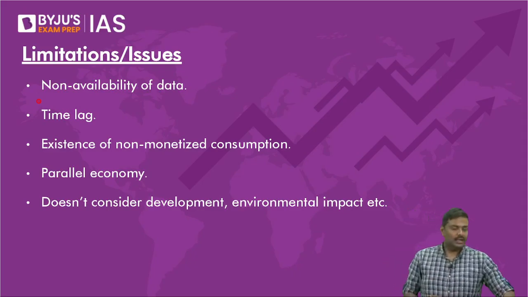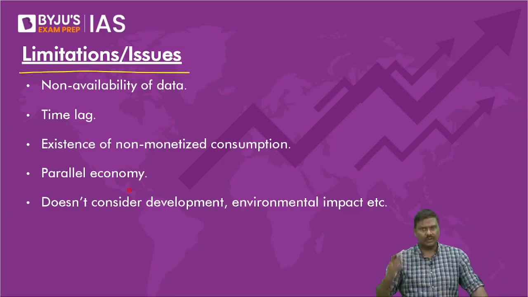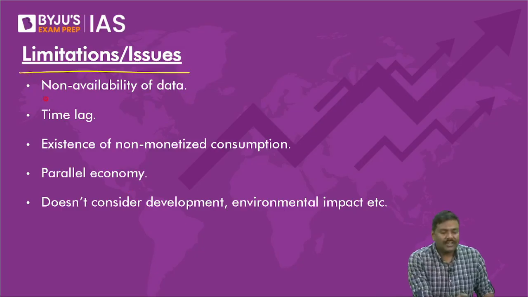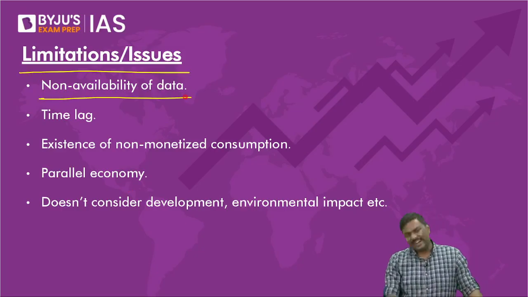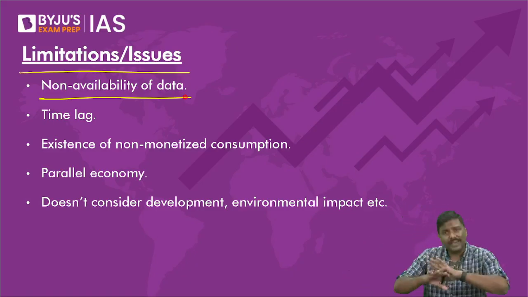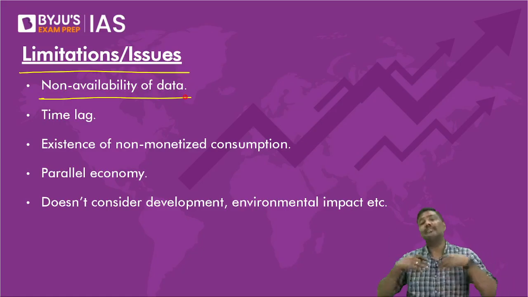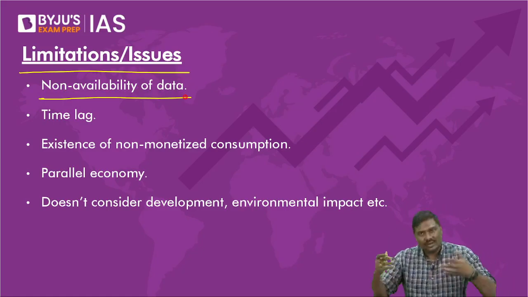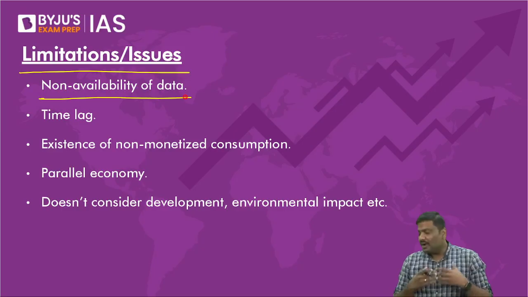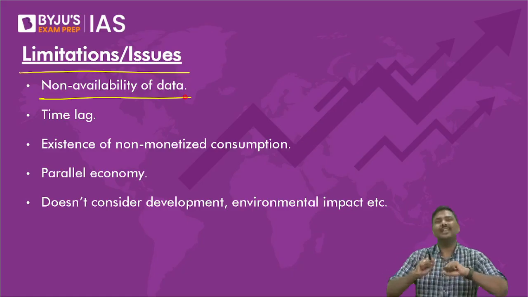Okay, done. So what are the limitations or issues related to calculation of all of this? One, availability of data. Getting the data is very, very difficult in India. Why? I told you, a lot of these service providers as well as manufacturers are not registered. And when they are informal, how do you think the government will be able to collect the data?